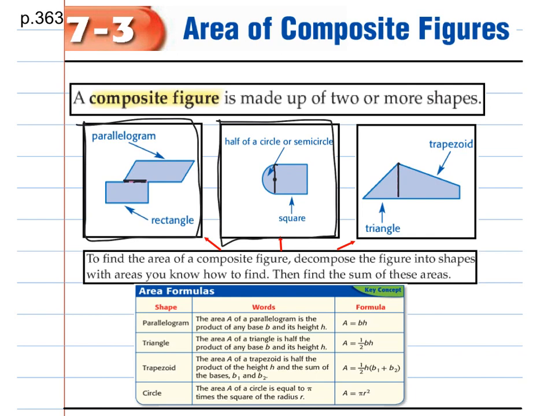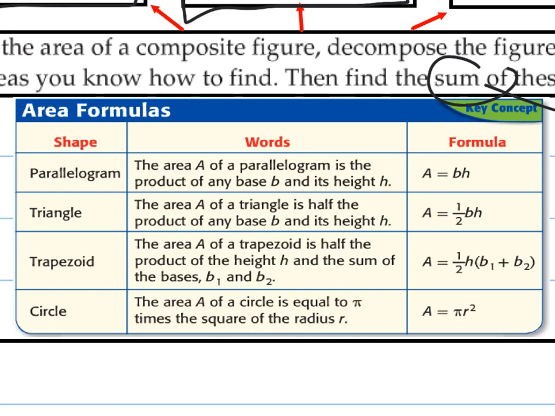So to find the area of a composite figure, we want to decompose the figure into shapes with areas you know how to find. So what we just did, we cut these figures where we knew it made two other shapes. Then you're going to find the sum of those areas, which we know is addition. So you are going to need to know how to find the area of a parallelogram, a triangle, a trapezoid, and a circle. A parallelogram, the formula is A equals B times H.